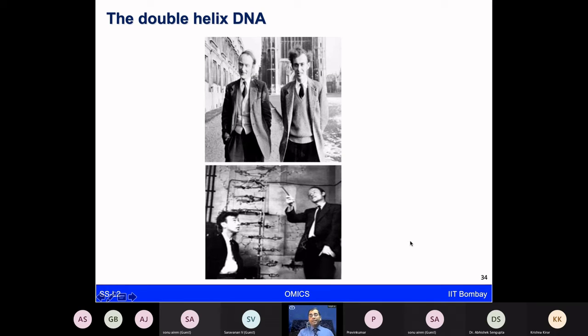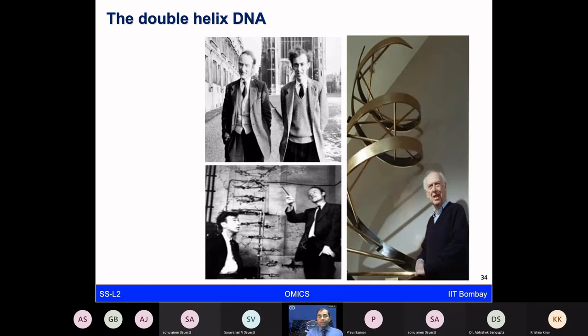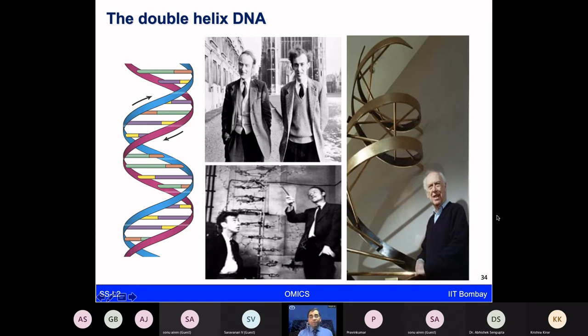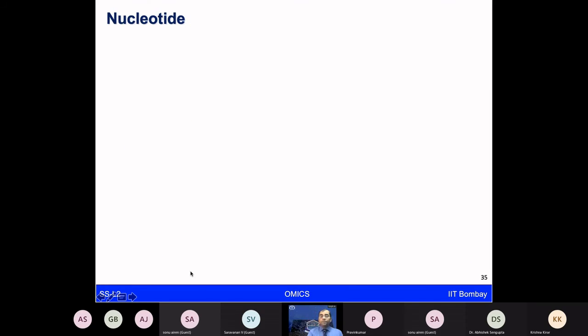So the double helix DNA structure was defined by Watson and Crick. I'm sure you have seen some of these pictures and the Nobel Prizes, which were awarded based on how the DNA structure could be deciphered.